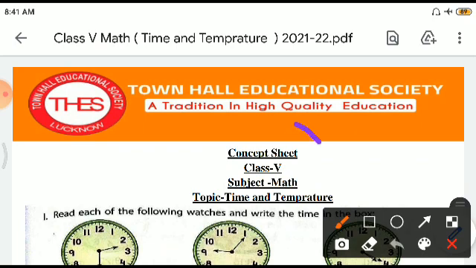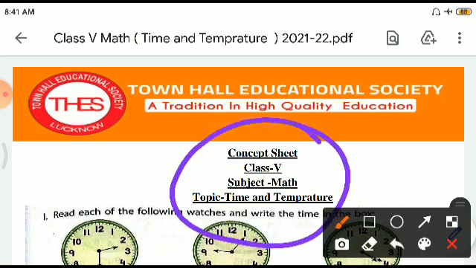And today we will be studying the concept sheet of a very interesting topic, which has two aspects, time and temperature. We all know the importance of time and temperature. Without the knowledge of time, without being timely at any place, whatever efforts you make become futile. They are of no use. So we will be studying in detail.